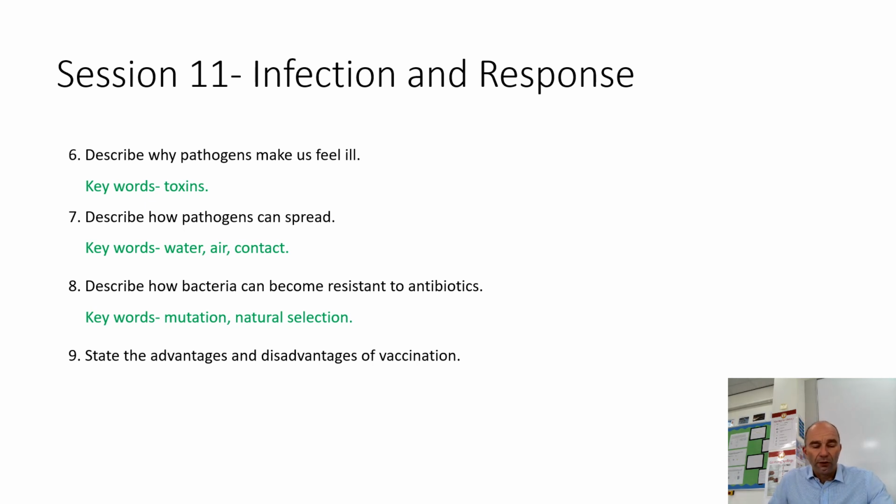Question 8, describe how bacteria can become resistant to antibiotics. And there you've got keywords mutation and natural selection. This can sometimes come up in paper 2 as well, but it's worth knowing it for paper 1 just in case. And then finally, there's a bit of an ethics question.